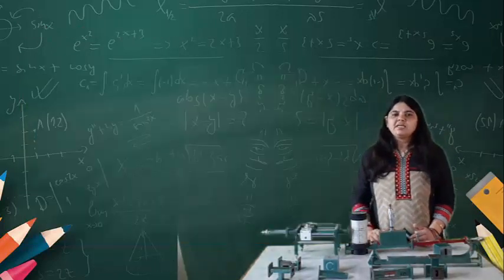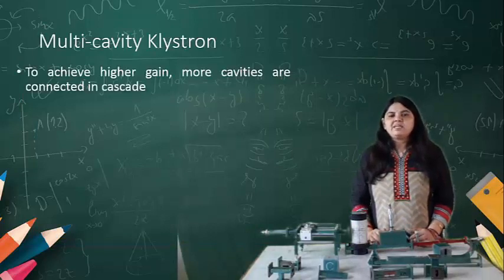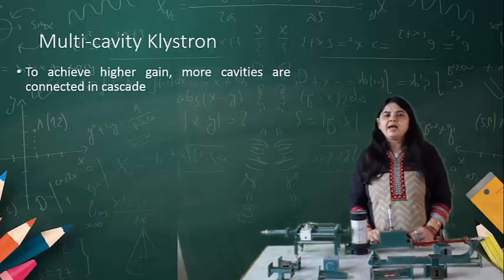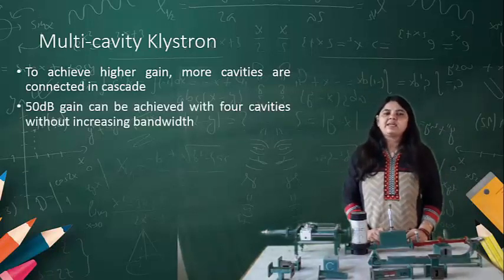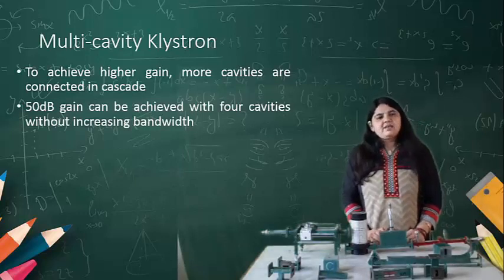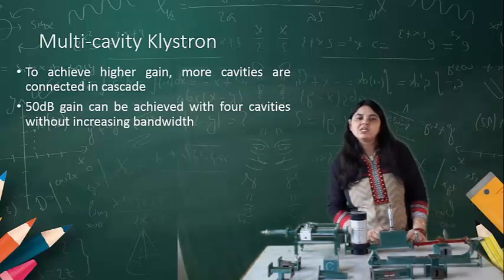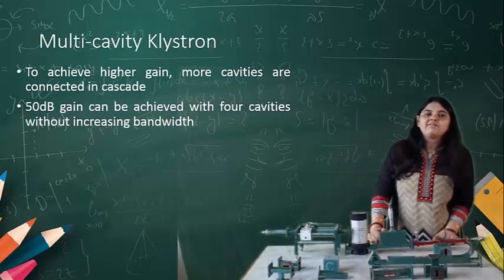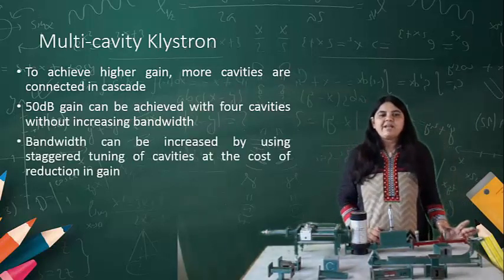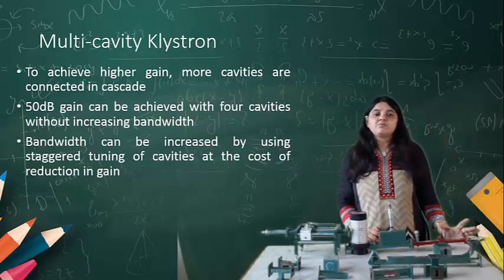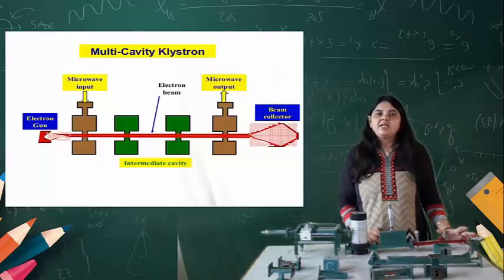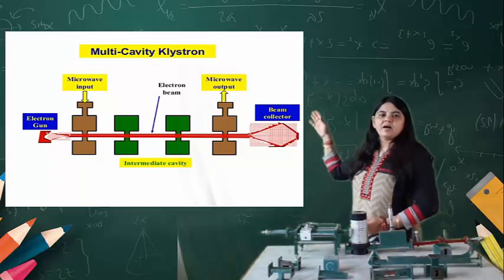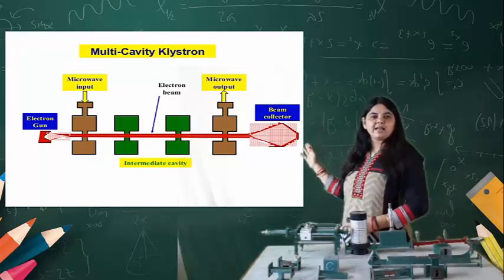Similarly, a multi-cavity klystron can be used to achieve higher gain, and that is why the cavities are connected in cascade. A 50 dB gain can be achieved with 4 cavities without increasing the bandwidth, and bandwidth can be increased by using stagger tuning of the cavities at the cost of a reduction in the gain. So here you can see the diagram of the multi-cavity klystron.